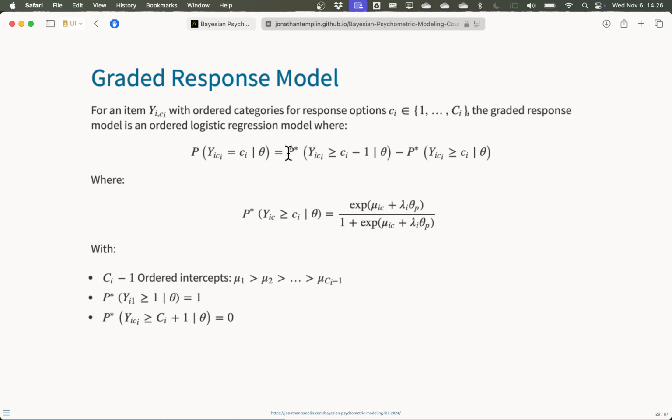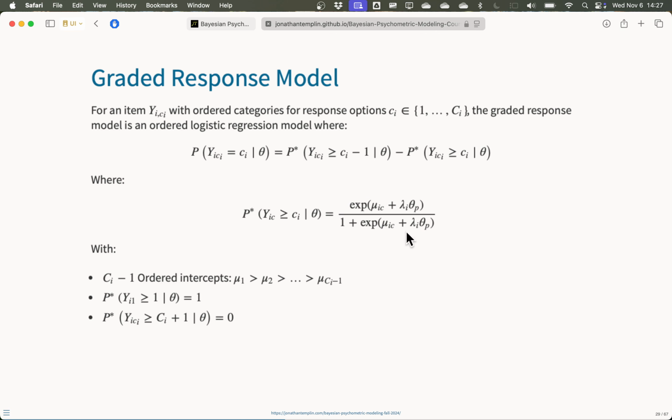Well, that is the difference between the probability the item response is greater than or equal to the previous category, minus the item response being greater than or equal to the current category. So it's sort of a difference model between adjacent categories. And this cumulative P star function, the item response that is the probability that y is greater than or equal to a given category, that thing is where we put our psychometric model.